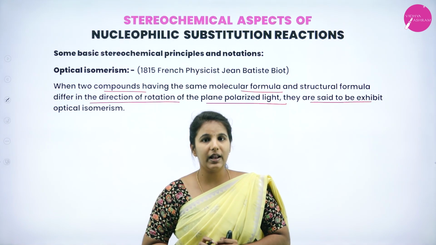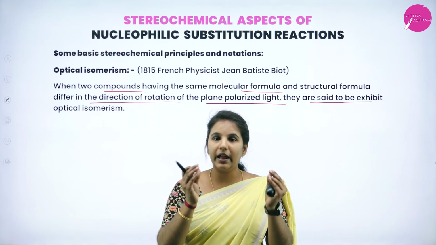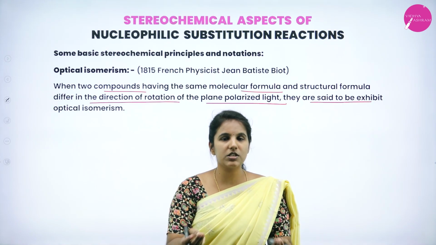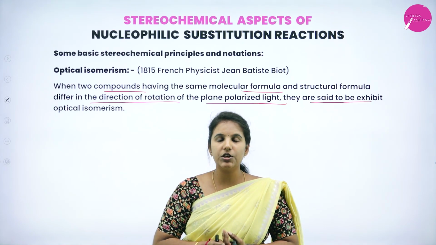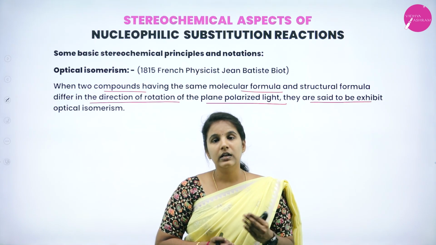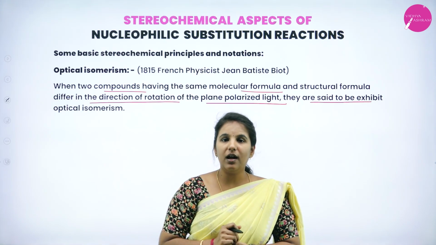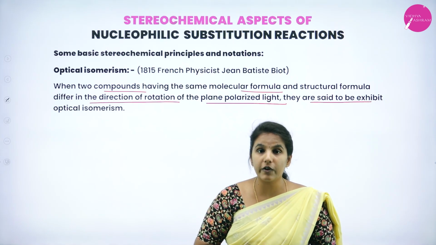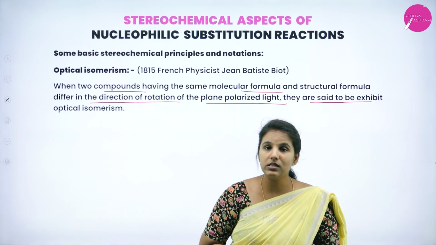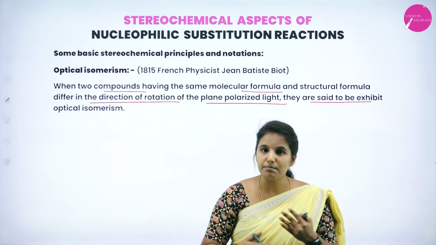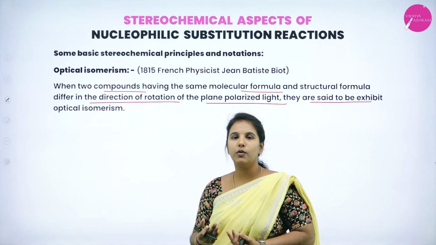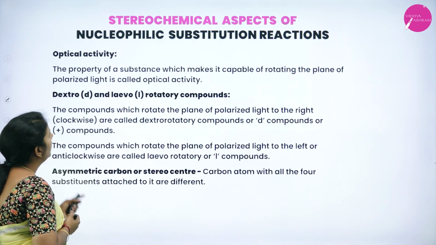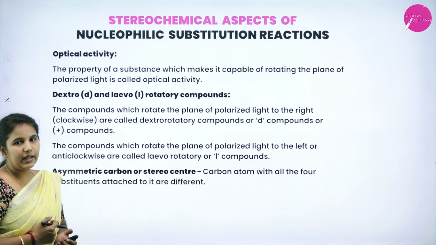So, what is optical isomerism? If you consider any two compounds having the same formula and same structural representation, but when you pass plane polarized light, the rotations are different. So there is a difference in rotation of plane polarized light. Such compounds are known as what? Optical isomers.